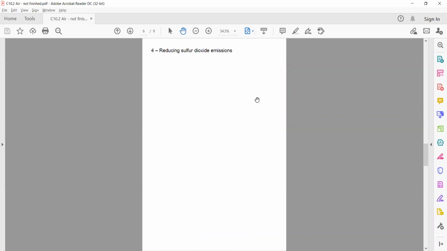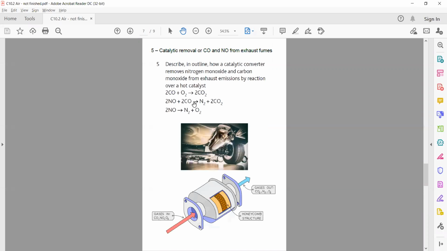Cool. This is the slide that I still need to fill in, reducing sulfur dioxide emissions. So I need to find a nice little picture or something to add here and write a few sentences. But basically the note is done except for this.